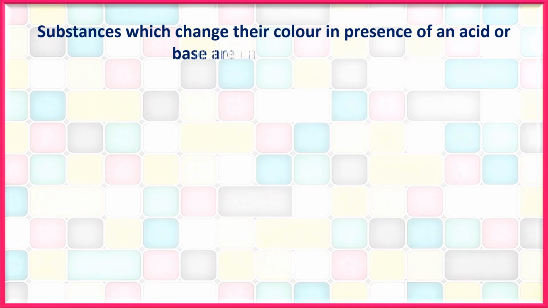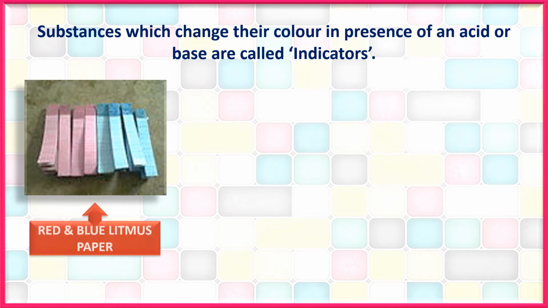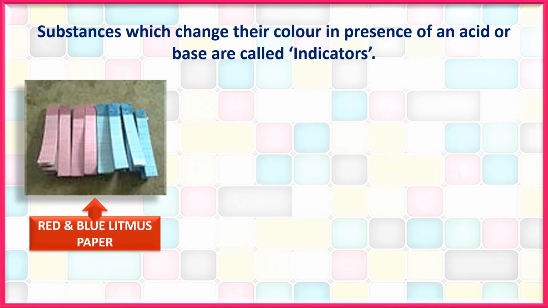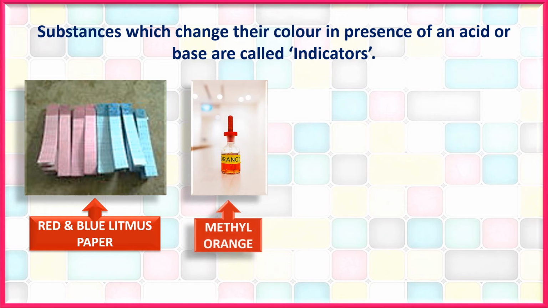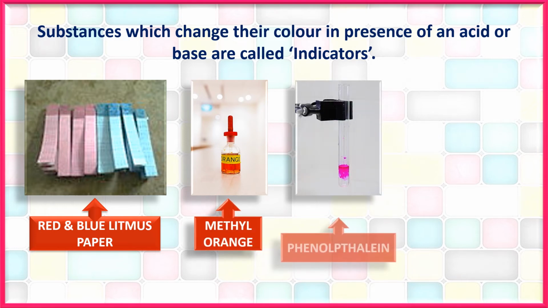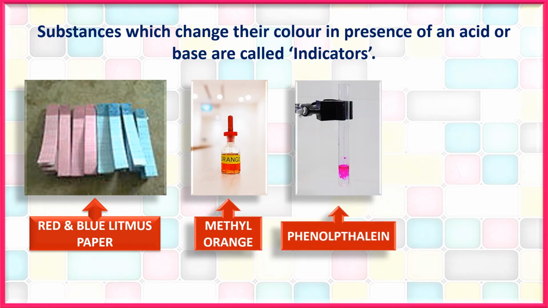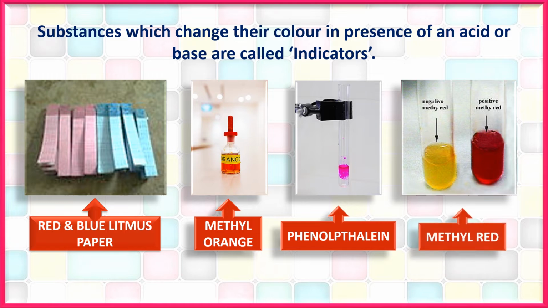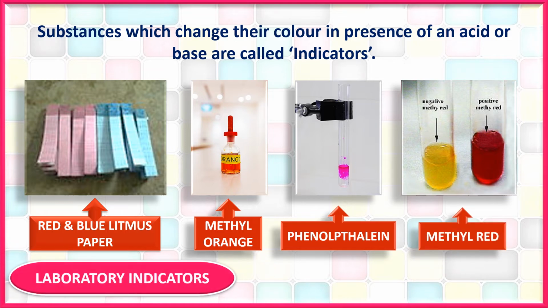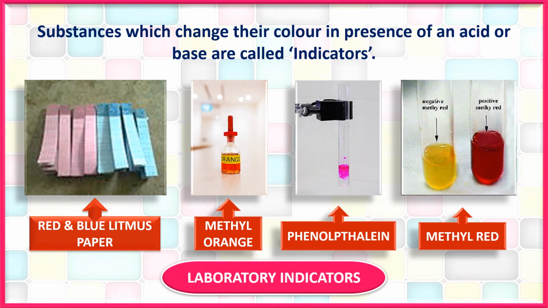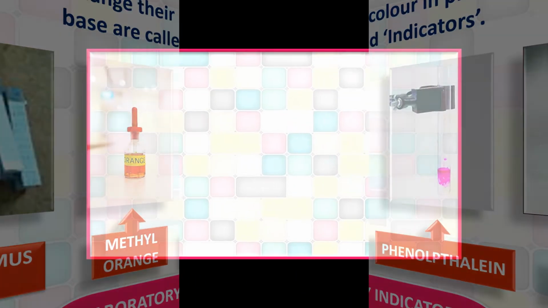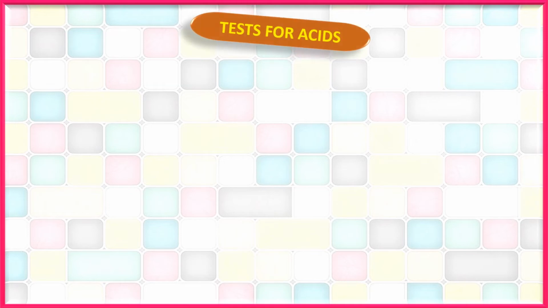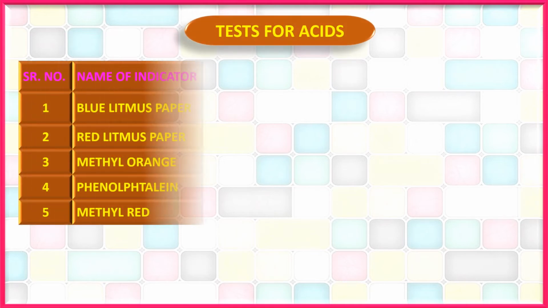Substances which change their color in the presence of an acid or base are called indicators. So you can see these are some of the indicators: red and blue litmus paper, methyl orange, which are commonly used, phenolphthalein, and methyl red. These are called laboratory indicators. Test for acids using indicators.